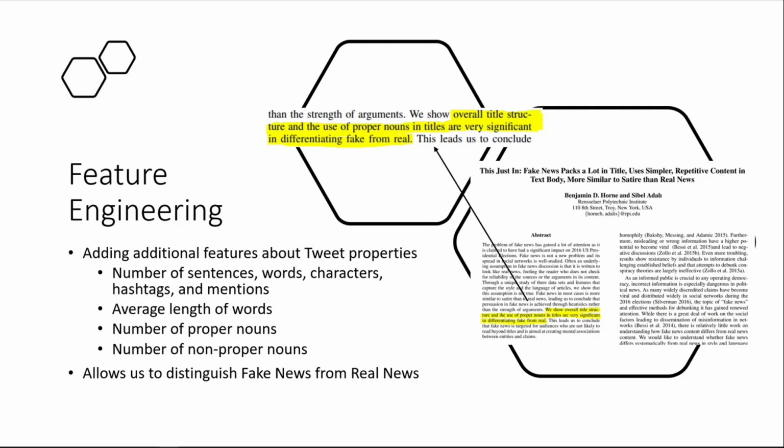Another interesting feature was derived while reading research on fake news identification, which is really quite similar to the task we're working on, but just in a different domain. Research has found that extensive use of proper nouns is correlated to fake news articles. So we also chose to include the number of proper nouns and non-proper nouns as features.